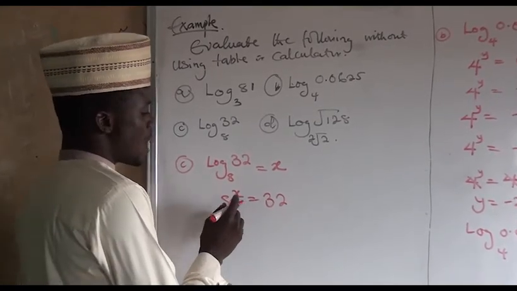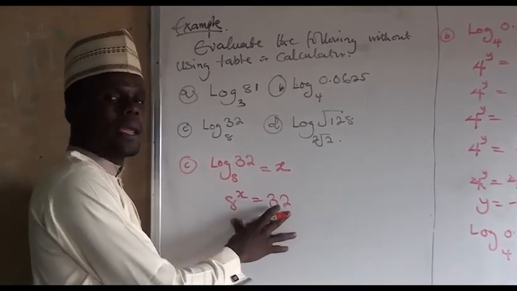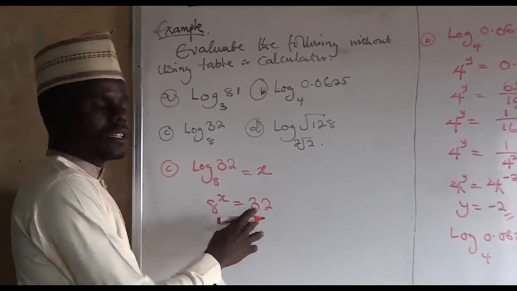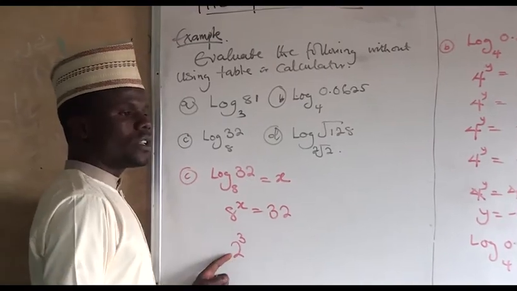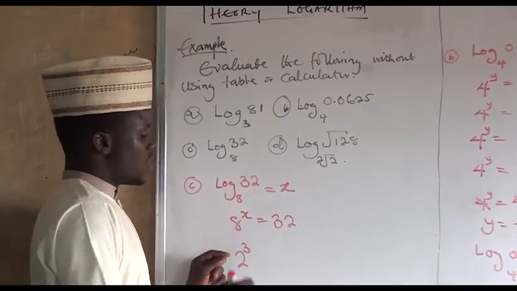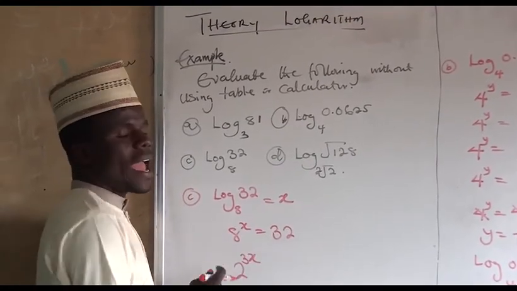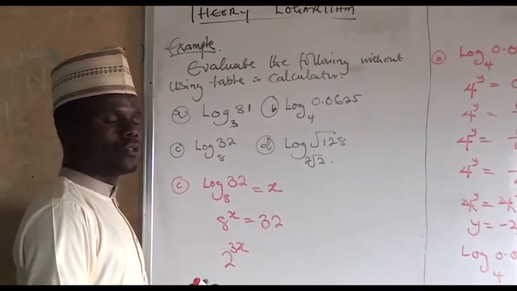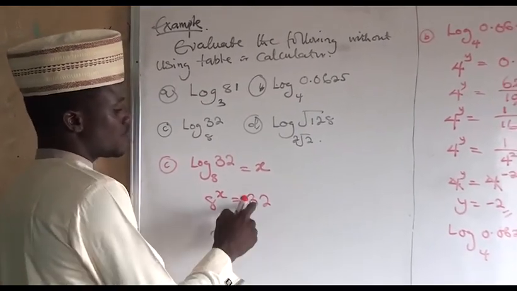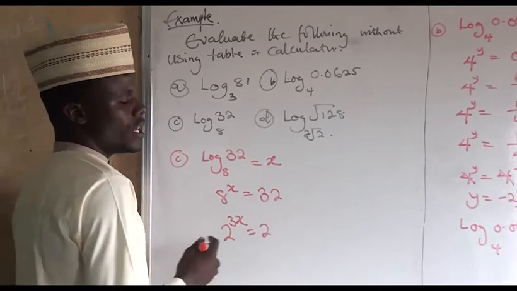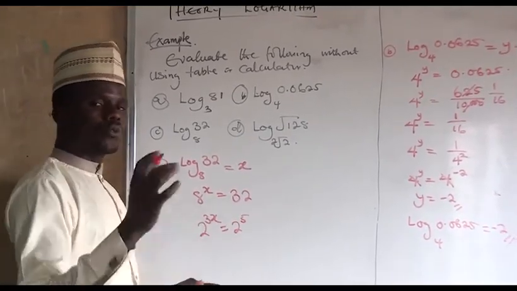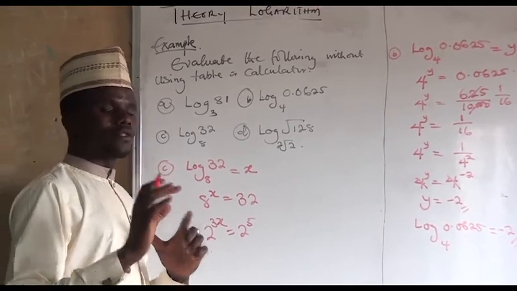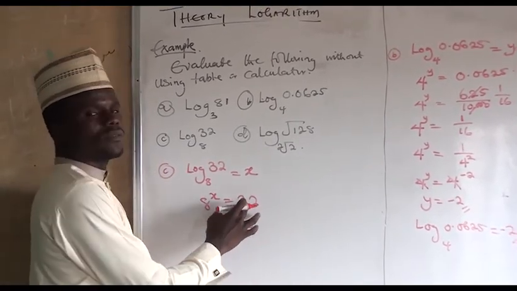So here we can now make this and this to be of the same base. That is, here we can now say 2 to the power of 3. 2 to the power of 3 is 8. So here we have 2 to the power of 3x. This is equal to 32. We can say 2 to the power of 5, because 2 times 2 times 2 times 2 times 2, up to 5 times, is going to give us 32.